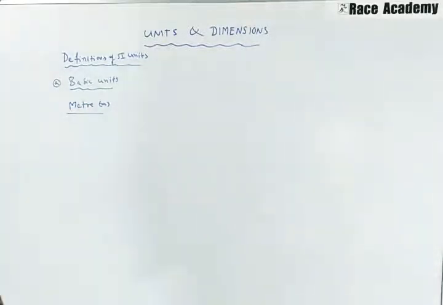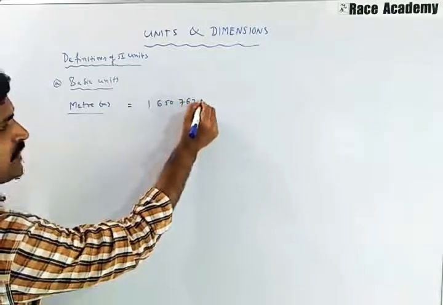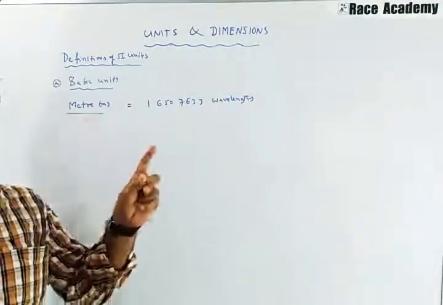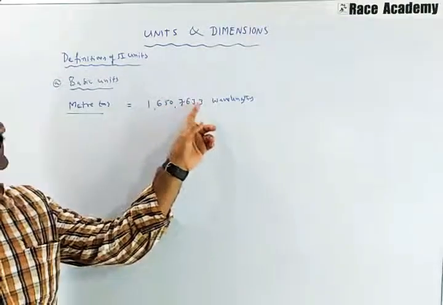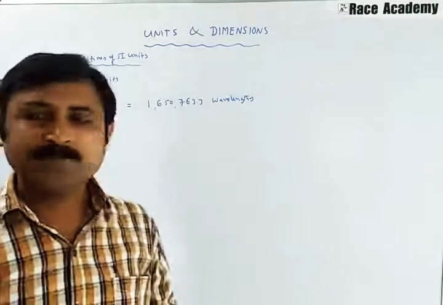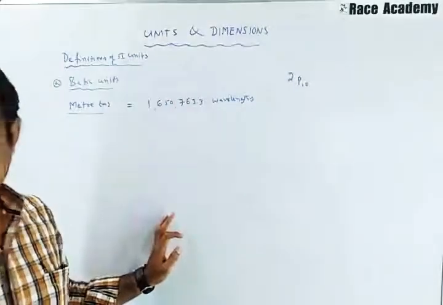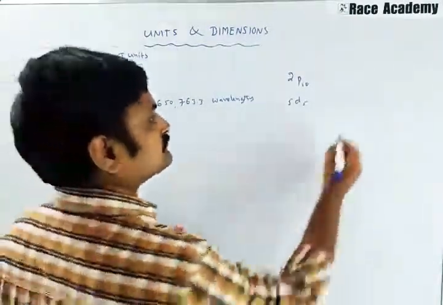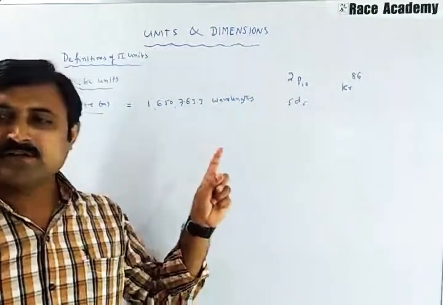Particularly for length, we call the unit the meter. The meter is the length equal to 1650763.3 wavelengths, in vacuum, of radiation emitted due to transition between the levels 2p10 and 5d5 of the isotope krypton-86 atom.